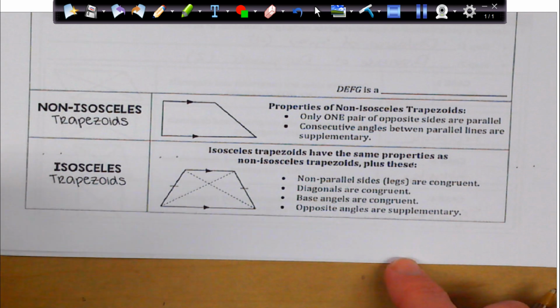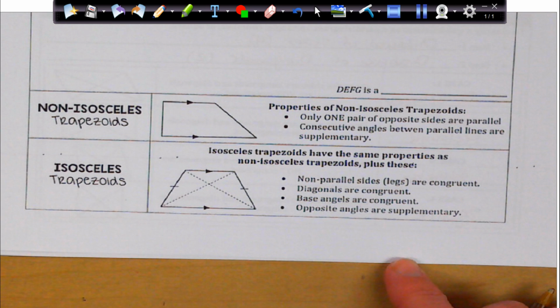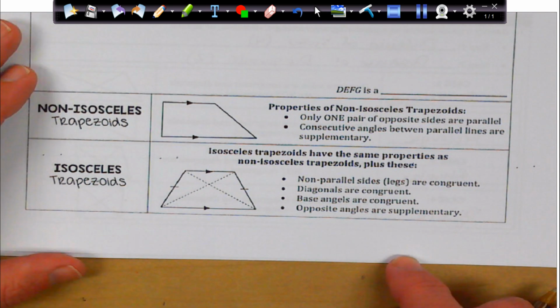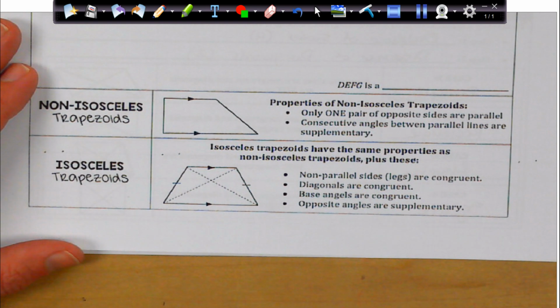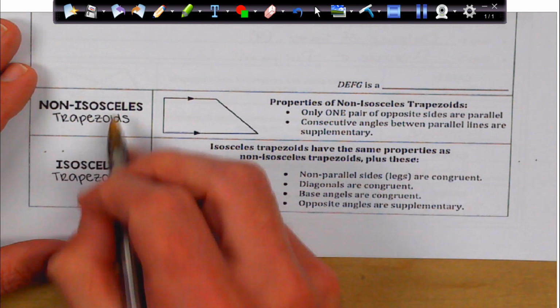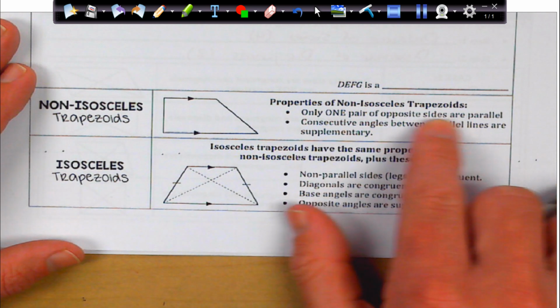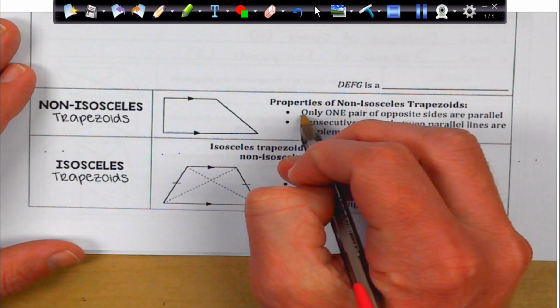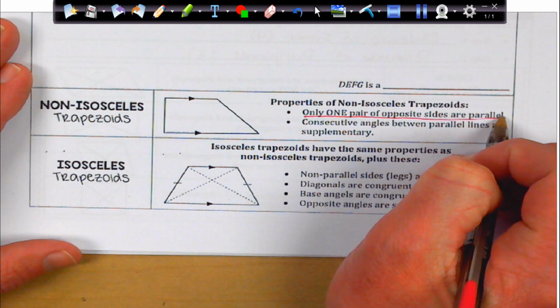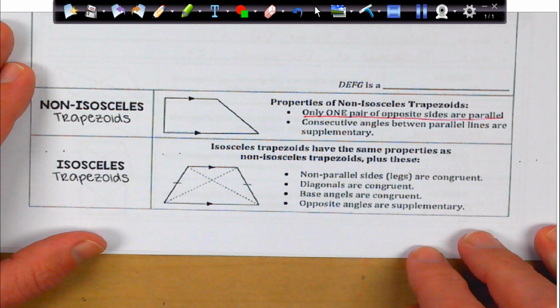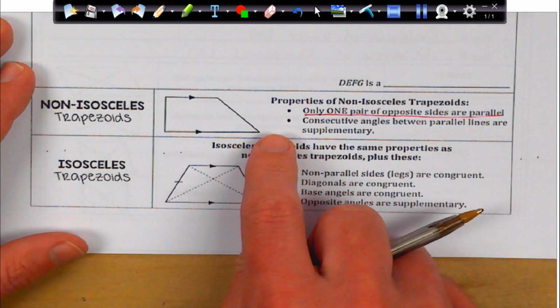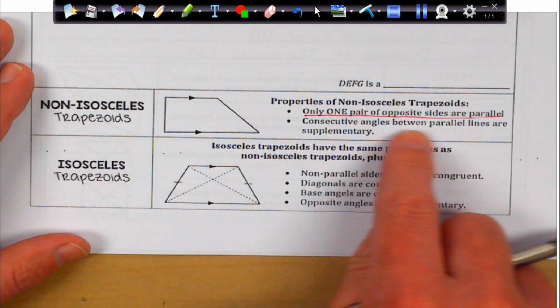Let's move down here. Our final shape, this is our fifth quadrilateral. It's not a parallelogram, but it is a quadrilateral, meaning it has four sides. And so we have two main types, and these are trapezoids. So we have non-isosceles and isosceles. A basic trapezoid is one pair of opposite sides are parallel. This cannot be a parallelogram because a parallelogram has two. So that doesn't work.